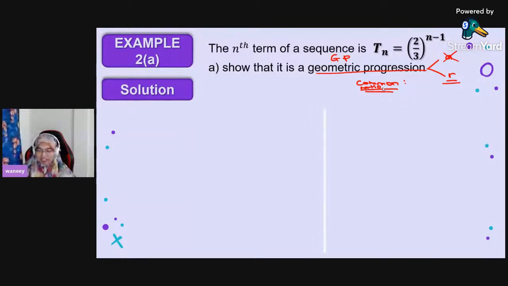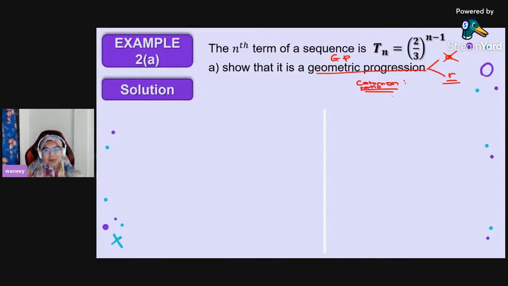Nisbah sepunya. The same ratio. That means throughout this sequence, you are going to get the same ratio ataupun nisbah yang sama saja. Okay.